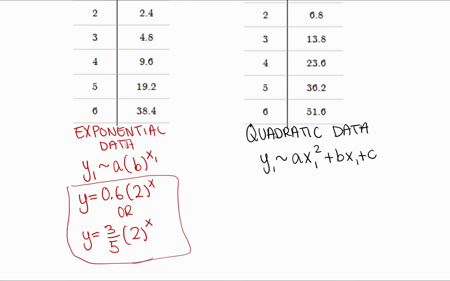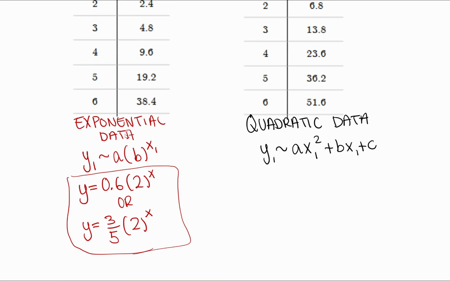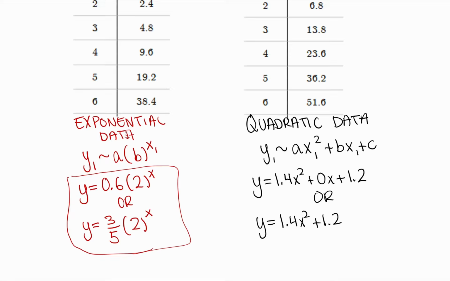From there, we will then grab the parameters that we found on the Desmos, or the TI-84. And we saw that we can form the following equation. Y is equal to 1.4 x squared plus 0x plus 1.2. Or I can rewrite this to be what? Y equals 1.4 x squared plus 1.2. We do not need to write down the 0x. So let's go ahead and box this right here.